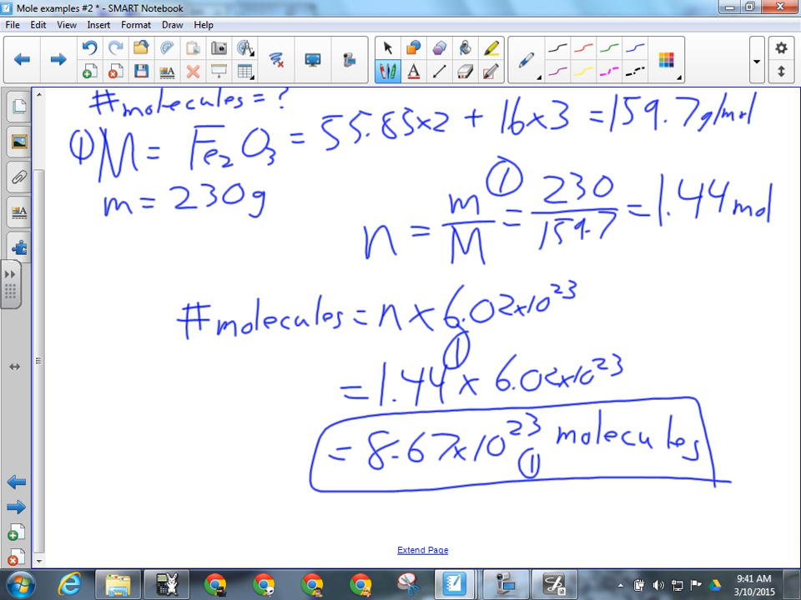Something to remember, Avogadro's number always goes with n. You're either going to be multiplying n by it, or you're going to be dividing a number of molecules by Avogadro's number to get n. Avogadro's number is always tied to the number of moles. Questions on that one? Anyone still need it?